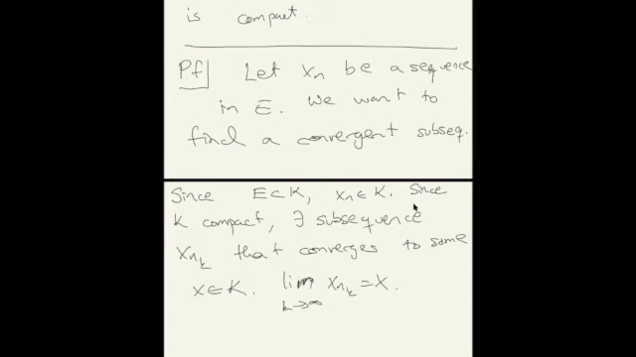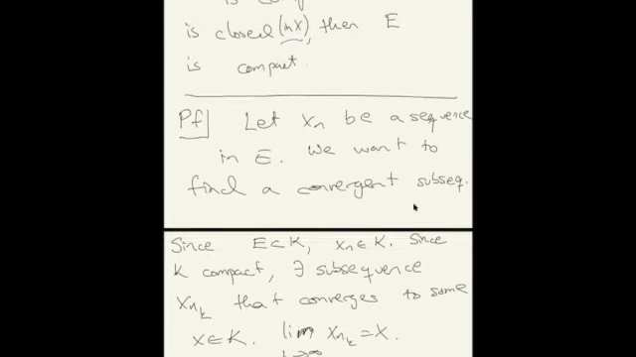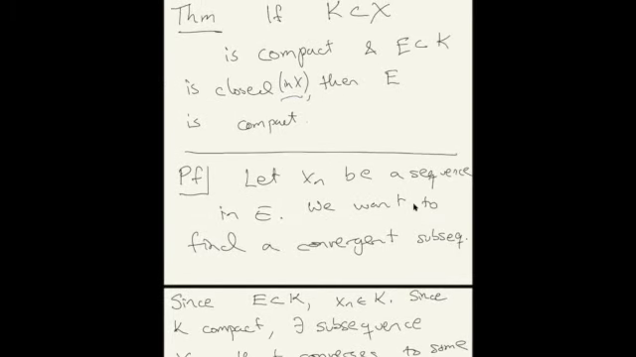This is not enough yet for proving that E is compact, because we actually also need that the limit point x is in E, and by what we have stated, we only know that x is in K. So how could we conclude that this point x is also in E? Well, we have to use some other assumption that we have, namely that E is a closed subset that we haven't used yet.